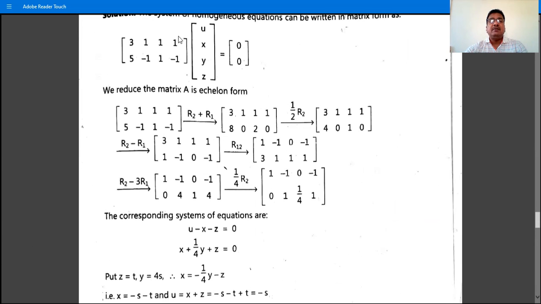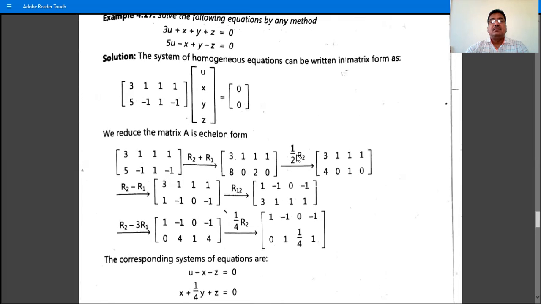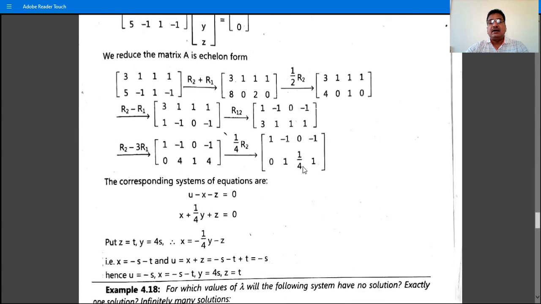And then consider the augmented matrix: 3, 1, 1, 1, 5, minus 1, minus 1, 1, and write here 0, 0. Or consider the coefficient matrix, and then reduce this matrix to echelon form. This is the echelon form. By reducing this 3 to 1 and then applying all the procedure, we have this echelon form of the matrix.